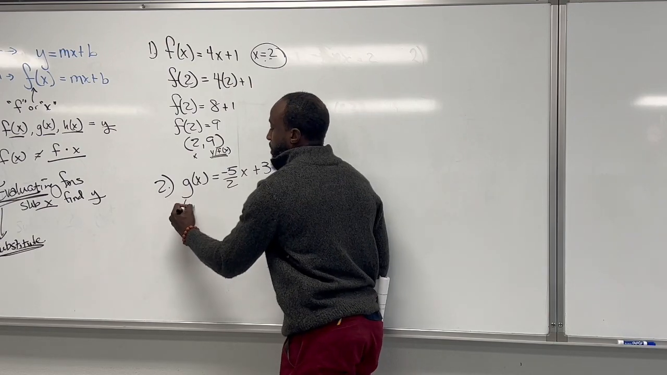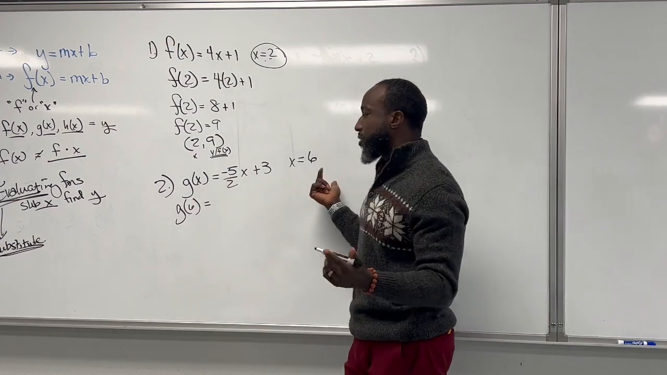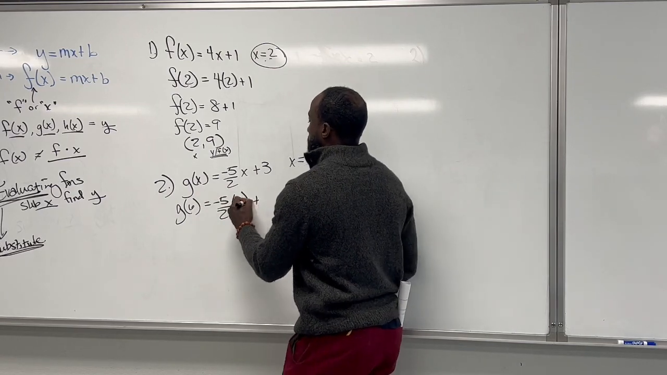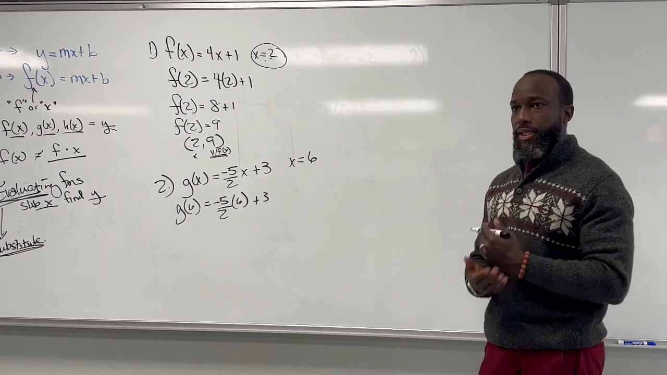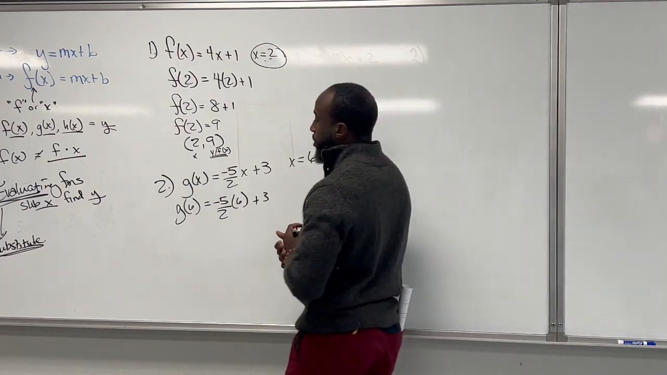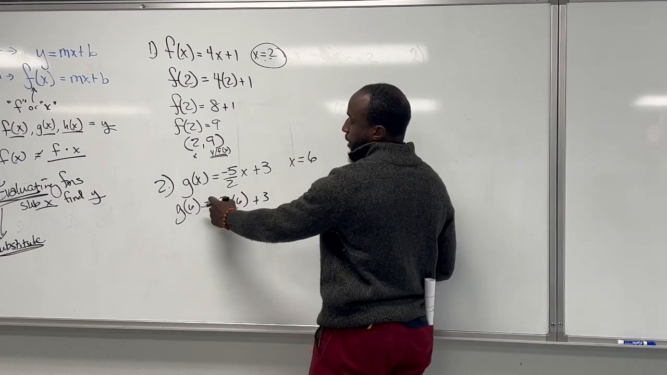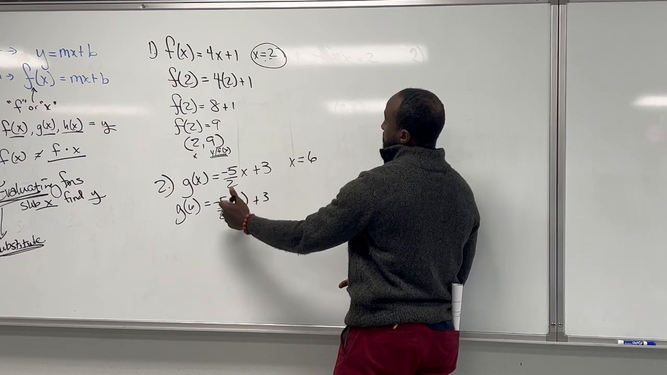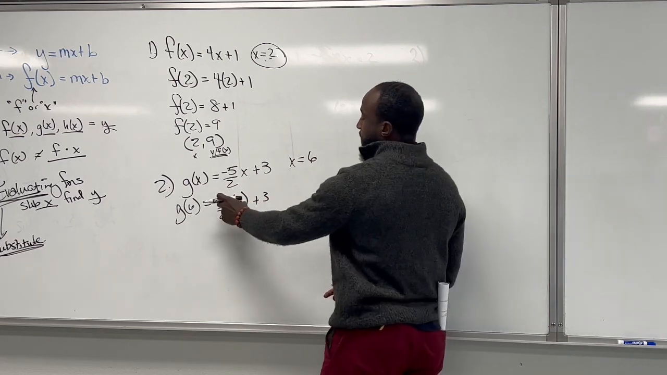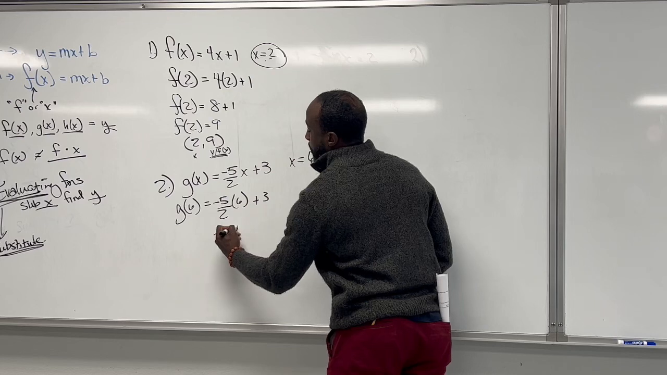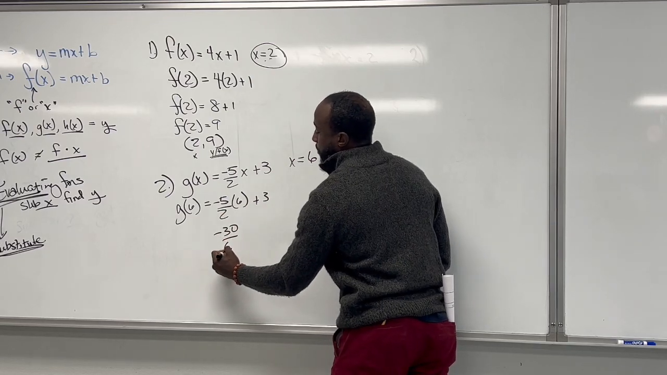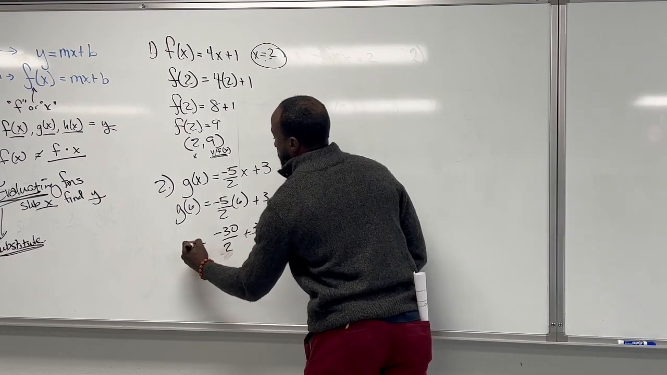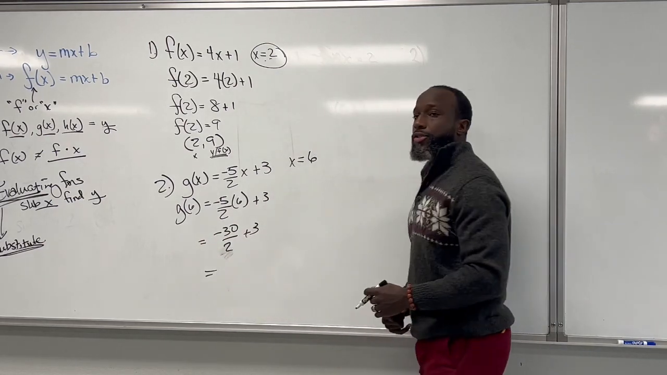So g of 6 equals, first thing you want to do is substitute. G of 6 equals negative 5 over 2 times 6 plus 3. We substituted it in, then we do the math. We can do it two ways: 5 times 6 divided by 2, or 6 divided by 2 times 5. 5 times 6 is 30, so negative 30 over 2 plus 3. Negative 30 over 2 is what?